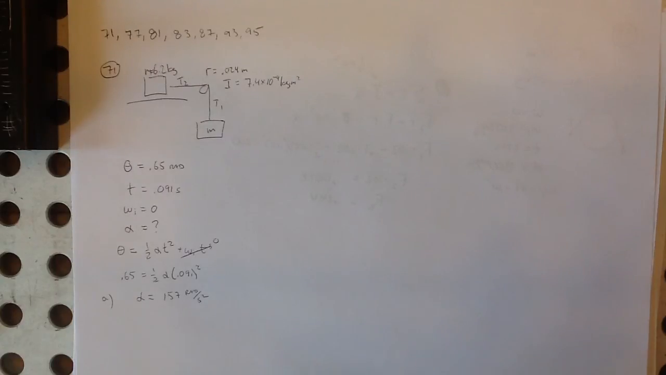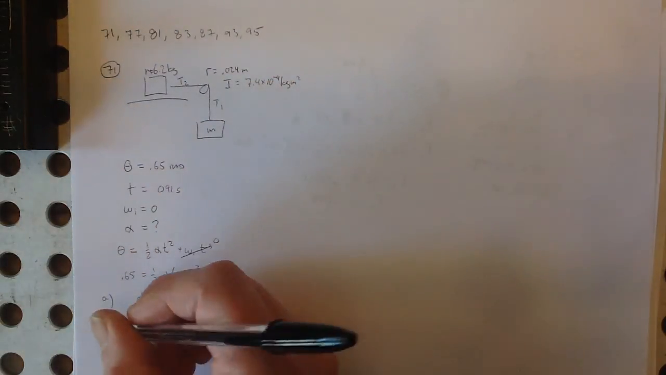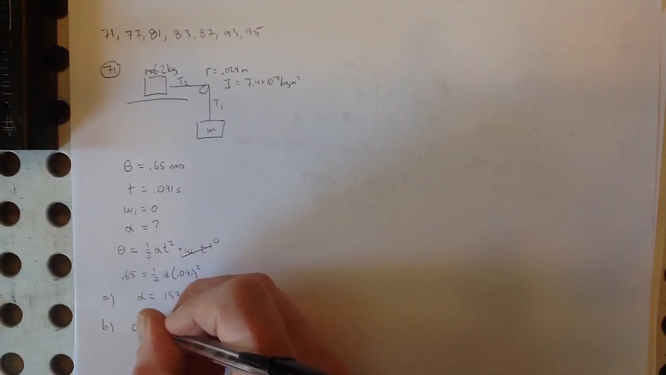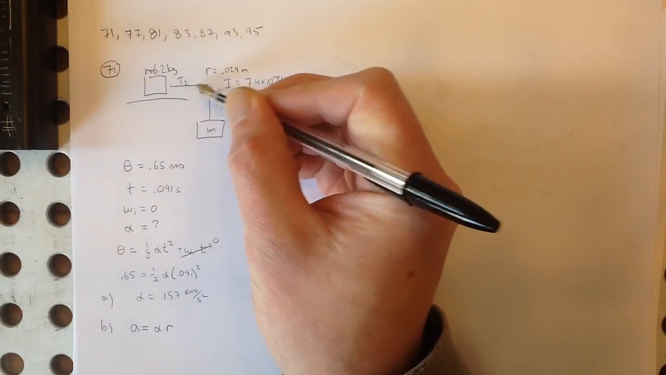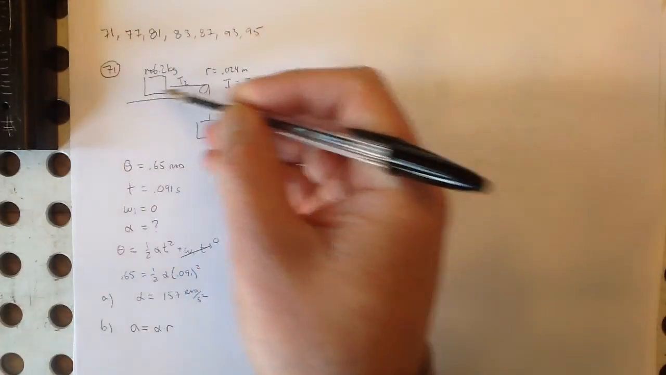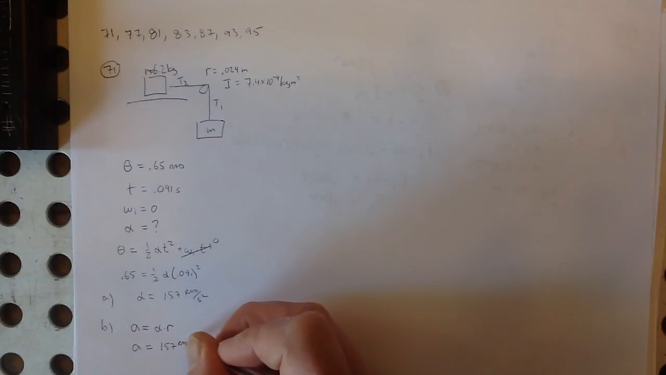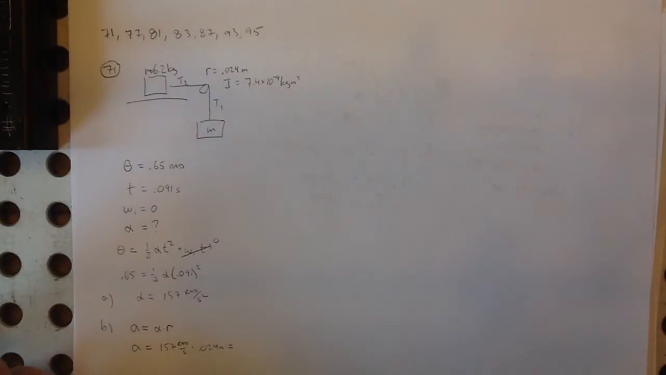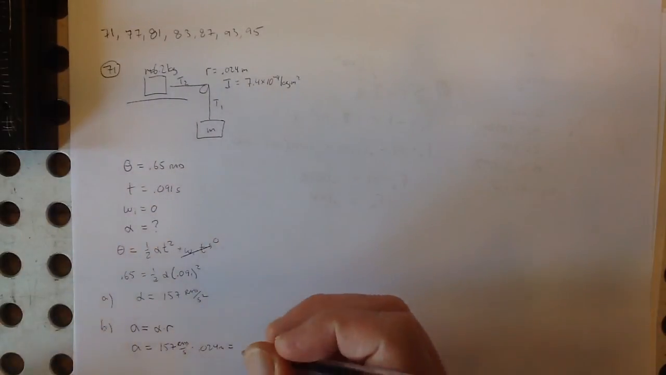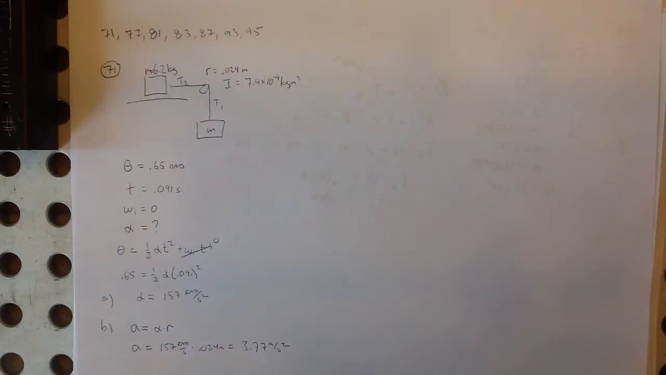The magnitude of either block's acceleration. Well, if you want to know the acceleration, they're both attached to this string, right? So that means the linear acceleration is equal to alpha times r, where r is the radius of the pulley. So basically we're finding the acceleration of the string, and the string's attached to these, so that's the same acceleration as that of the blocks. So that's 157 radians per second squared times the radius of the pulley, which is 0.024 meters, and that is about 3.77 meters per second squared.